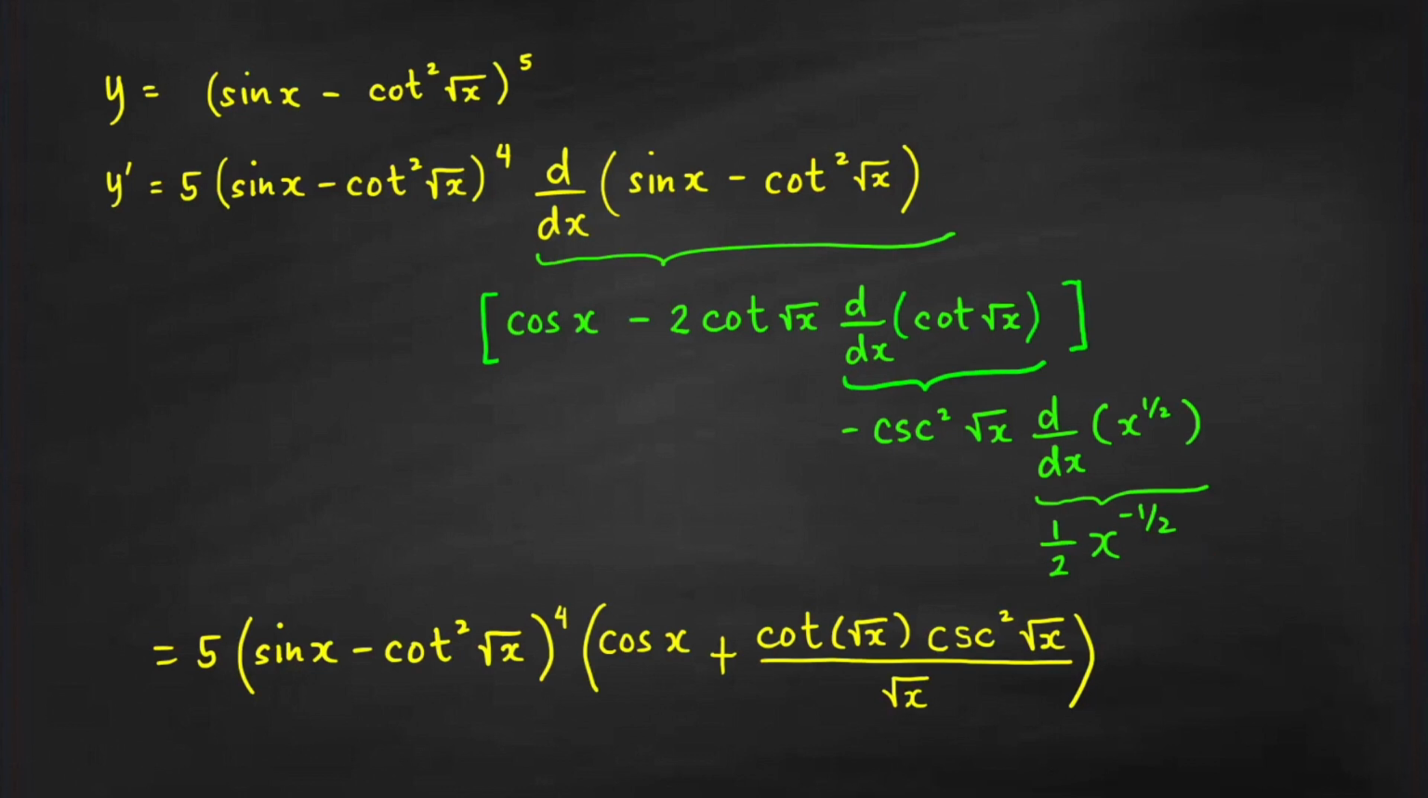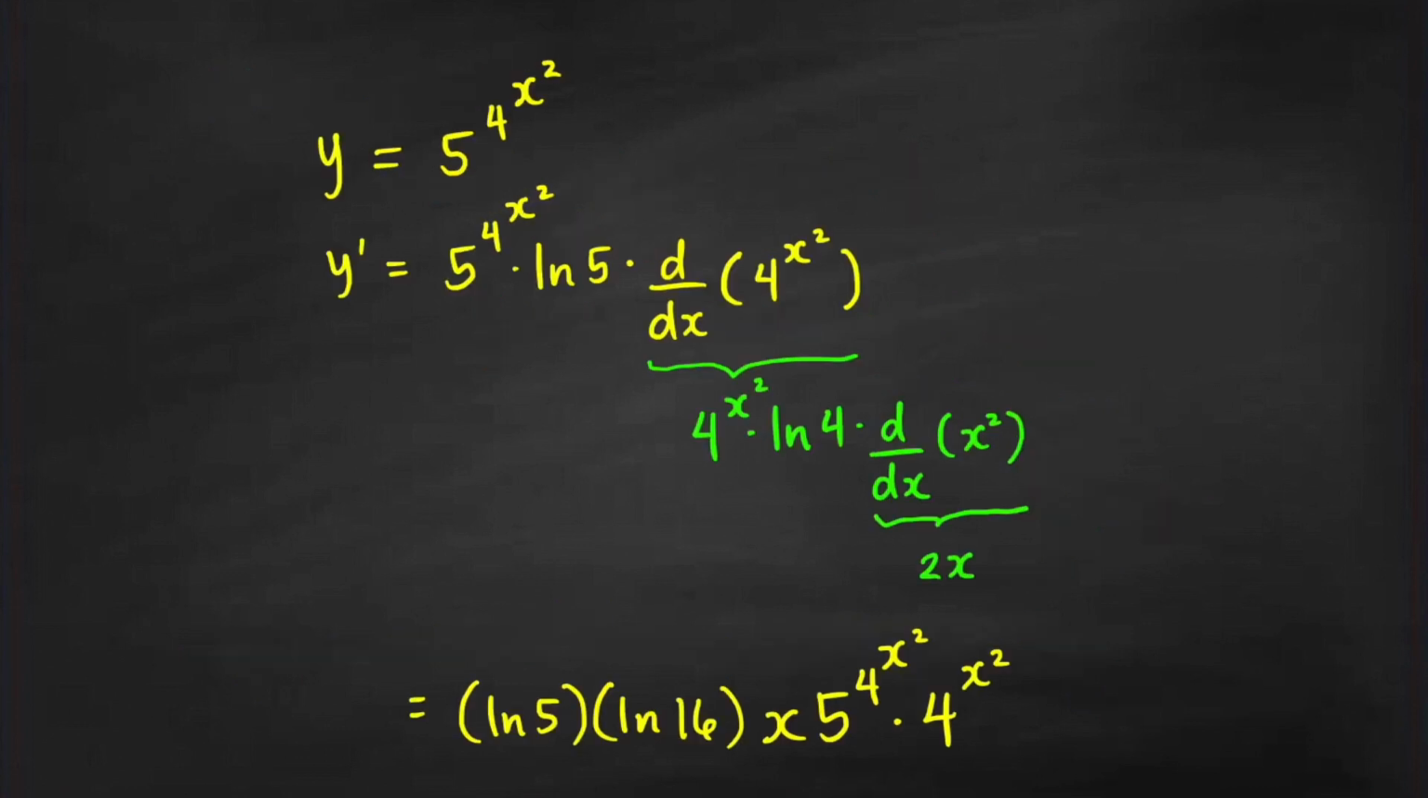So we can now write our final answer as this expression. Okay, 5 times this raised to 4 times the quantity. So you have here cosine x, and then negative 2 times negative times positive 1 half. So that will give you positive 1. So that will be cotangent of square root of x times cosecant squared of square root of x all over. So this one, you can write it down as square root of x.